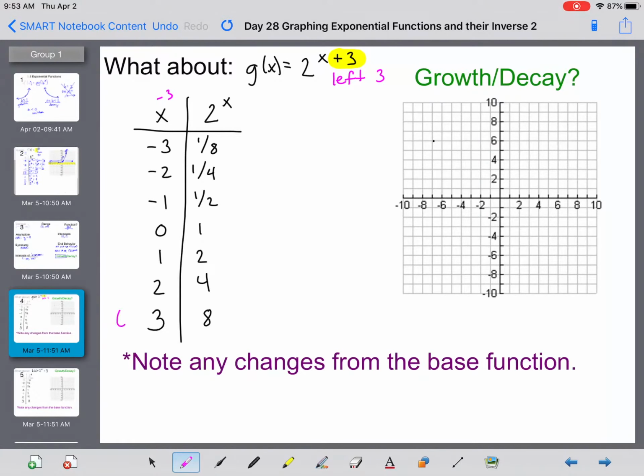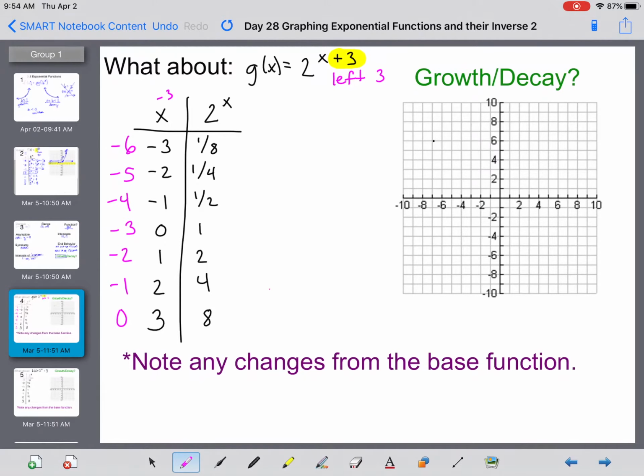So I'm going to go ahead, wherever I have an x value in my original table, I'm going to take away 3 from it. So 3 minus 3 is 0, 2 minus 3 is negative 1, 1 minus 3 is negative 2, and I'm just going to continue and do that. It was easier for me to start with positive 3. You're welcome to start with negative 3. And now these are my new points.